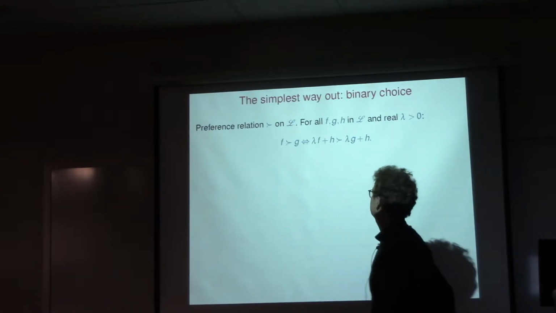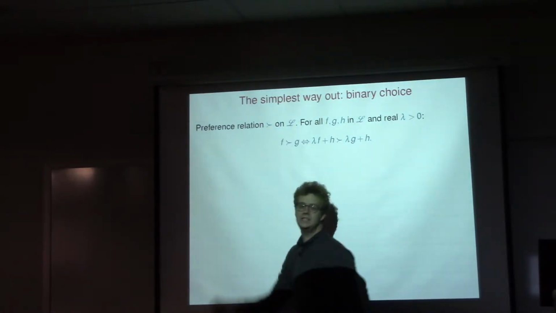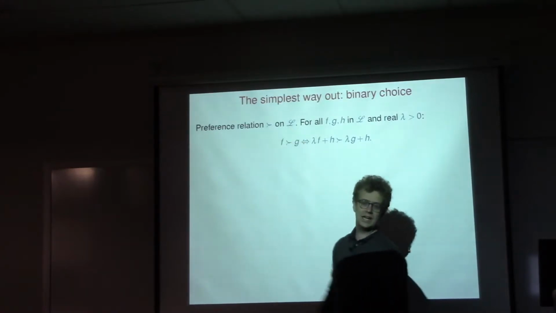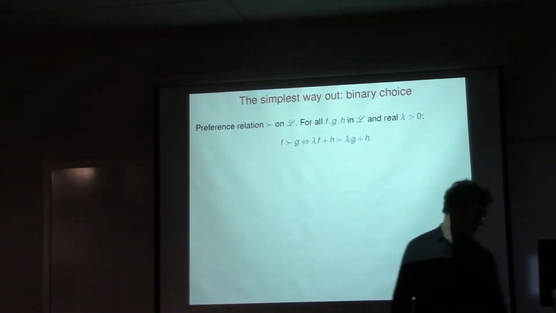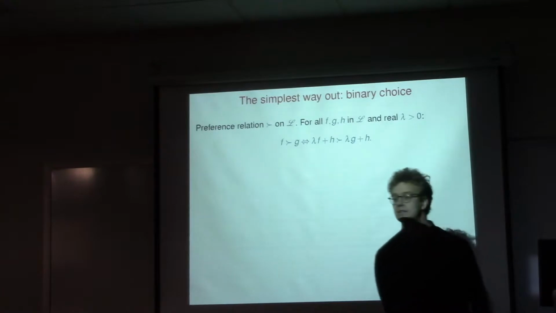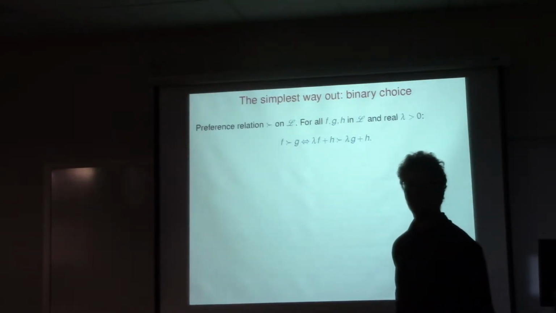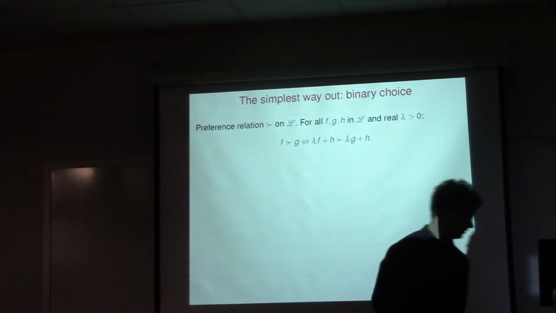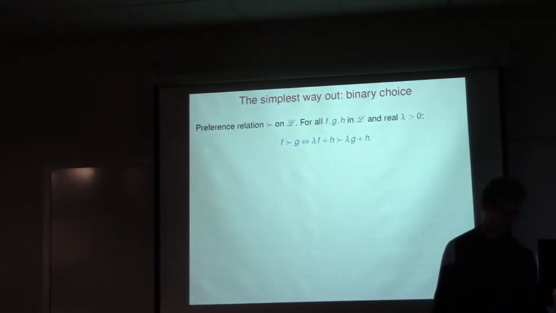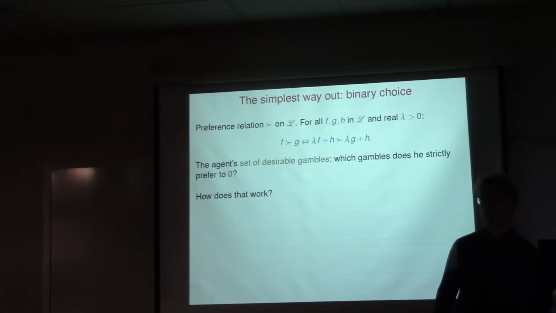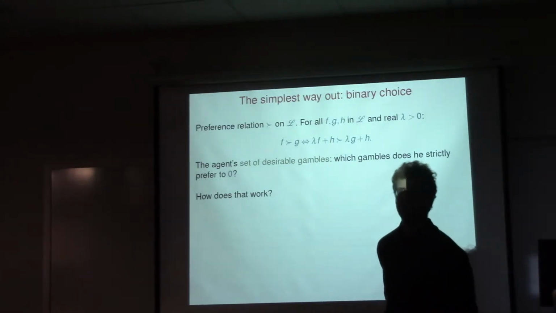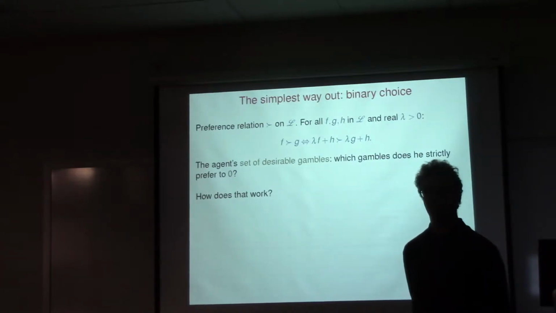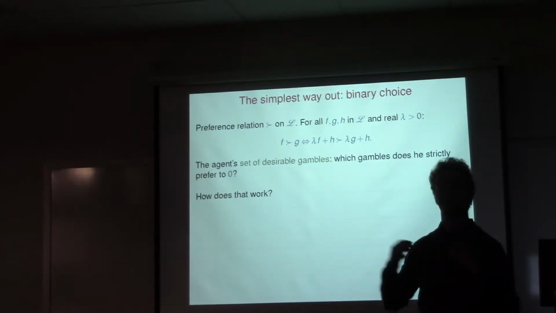But this thing is actually a subset of the Cartesian product of L with itself, of the set of all gambles with itself. So mathematically it's quite difficult to work with, but there's a very easy equivalent representation of it. And that's a set of desirable gambles. What is a set of desirable gambles? Well, a set of desirable gambles are the gambles that you prefer to 0.